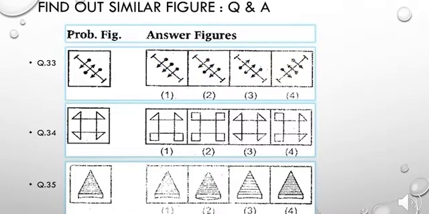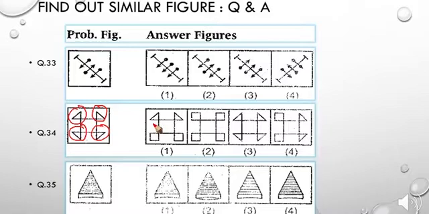Let's go to the next question. In question number 34, there is a problem figure given to which there are 4 answer figures. We need to check which of the answer figures is exactly the same as the problem figure. So let's study the problem figure carefully. We see that there is a triangle formation here. There is a triangle formation on the right end of it. Down here there is a triangle formation and there is a triangle formation here as well. Okay, so let's check for these triangle formations.